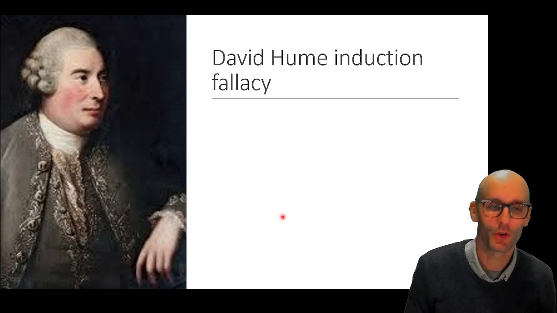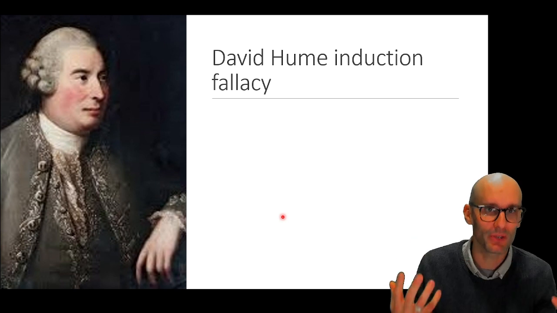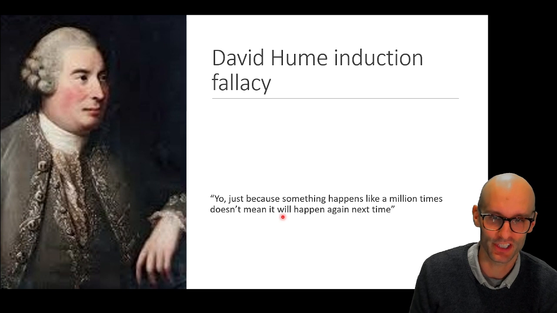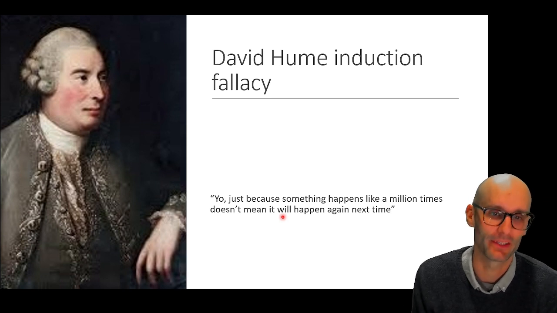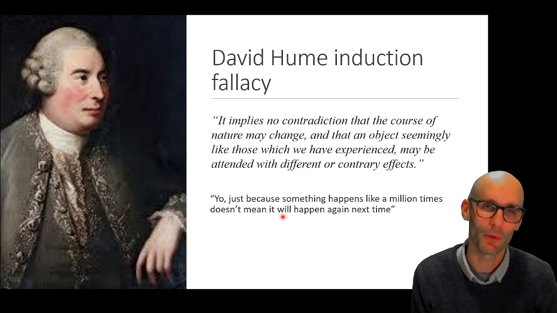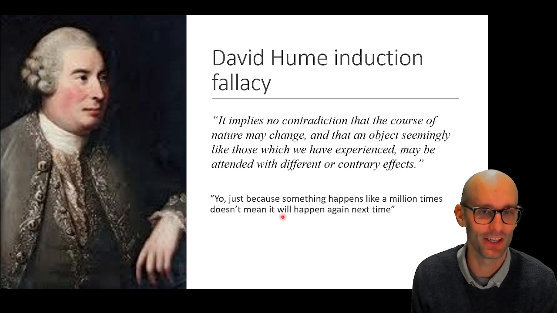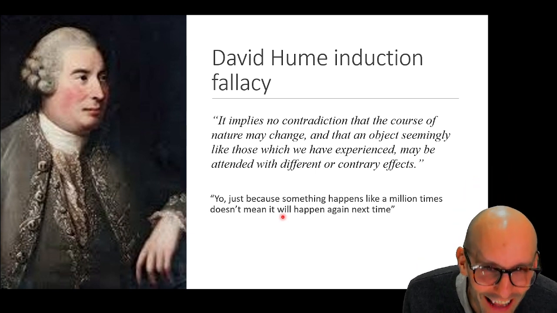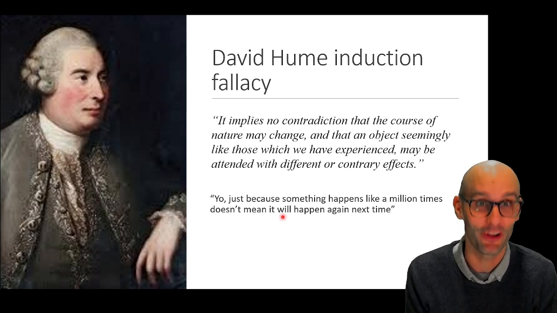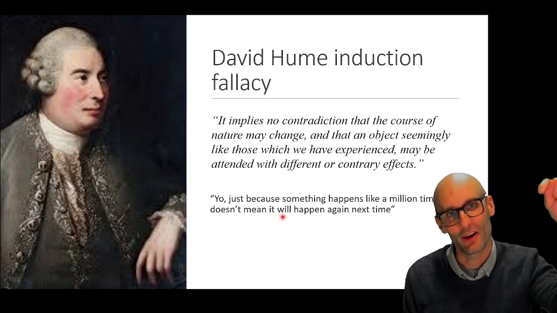A fun way to talk about this is David Hume, a Scottish philosopher. He was a huge proponent and spreader of the idea of the induction fallacy. And what David Hume said, in a Scottish accent, was, yo, just because something happens like a million times doesn't mean it will happen again the next time. And he actually said it in a way more fancy way. He said, it implies no contradiction that the course of nature may change, and that an object seemingly like those which we have experienced may attend with a different or contrary effect. Essentially, he's saying one day we could let go of an apple and it could float up and not go down, right?